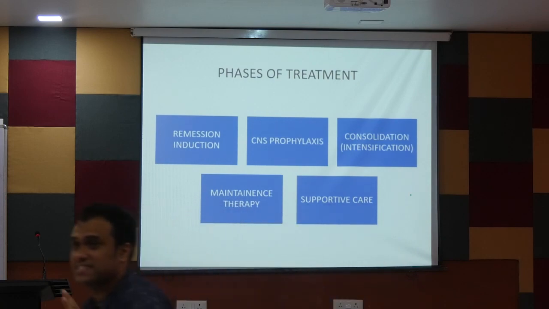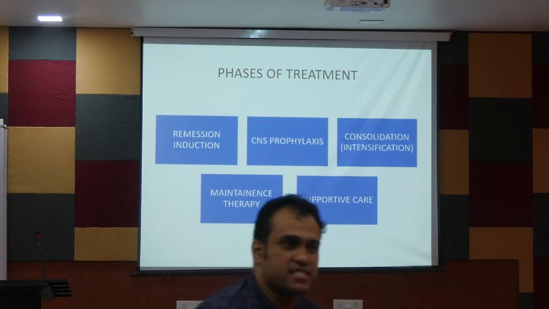Why is CNS prophylaxis given? Which category of patients are given CNS prophylaxis? Who belongs to the high-risk category? For example, there are blasts in the CNS, or the total count is more than 50,000, etc. Low-risk category patients are not given CNS prophylaxis because of the risk of developing complications. For example, various central nervous system tumors.